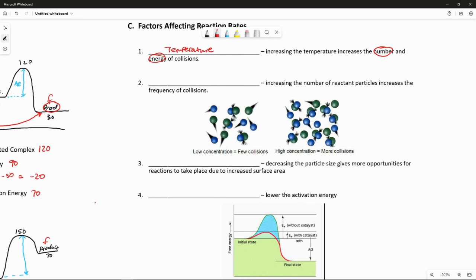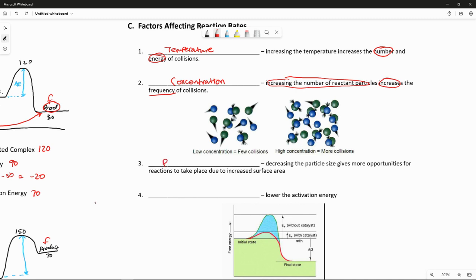The second one is concentration. Increasing the number of reactant particles increases the frequency of collisions. So increasing the number of reactant particles increases the frequency. This image depicts this: the low concentration of those molecules compared to the high concentration. So more reaction can take place with more concentration.